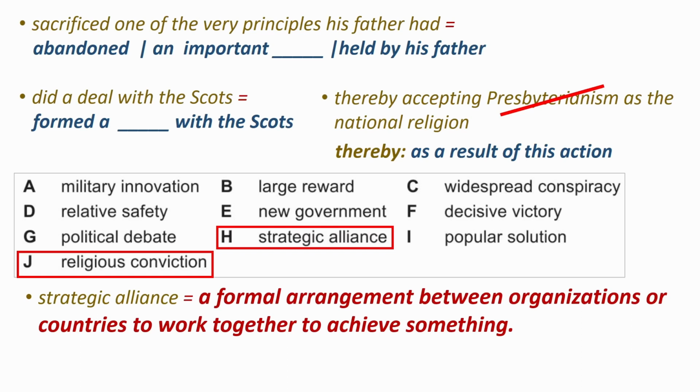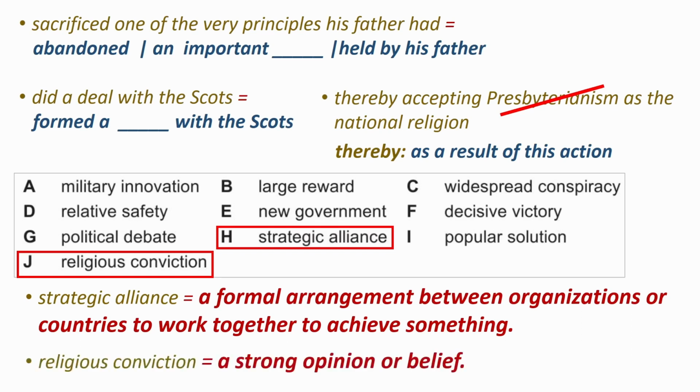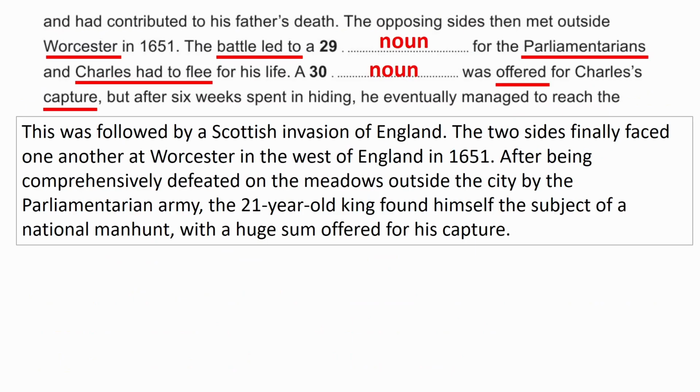And for question 28, we know that we're looking for some kind of religious something. And here we have religious conviction. A religious conviction is a strong opinion or belief. So these two are meaningful here. The next keyword here is Worcester. And then the battle led to a something for the parliamentarians, and Charles had to flee for his life. So this information, the opposing sides then met outside Worcester.